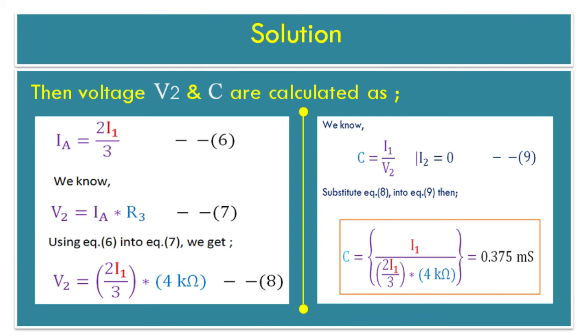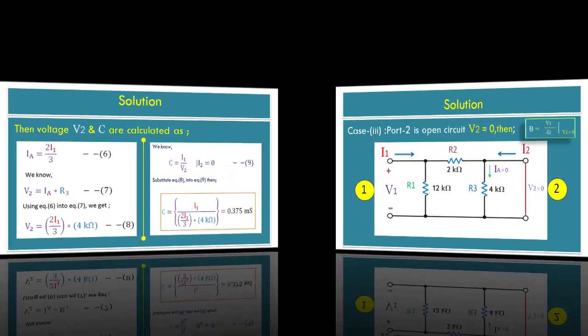We know formula of coefficient C is equal to I1 upon V2, which is given by equation 9. Now substitute equation 8 into equation 9. We get coefficient C is equal to current I1 divided by 2I1 upon 3 into 4 kilo ohm. After calculation, we get coefficient C is equal to 0.375 millisiemens.